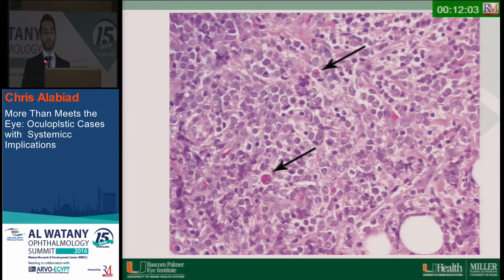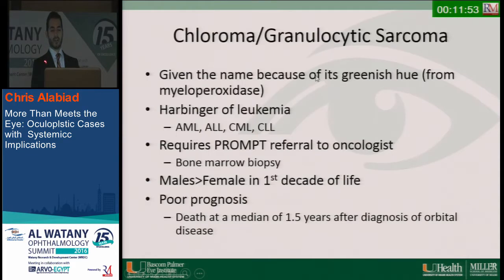And so a biopsy was performed, and although this doesn't show it very well, you can see that there are some atypical immature lymphocytes with these arrows pointing to them, which is basically pointing to a diagnosis of a granulocytic sarcoma or chloroma. It's given the name because of its greenish hue, which it obtains from myeloperoxidase, and is a harbinger of leukemia, basically AML, ALL, CML, or CLL, and requires a prompt referral to an oncologist for performance of a bone marrow biopsy.